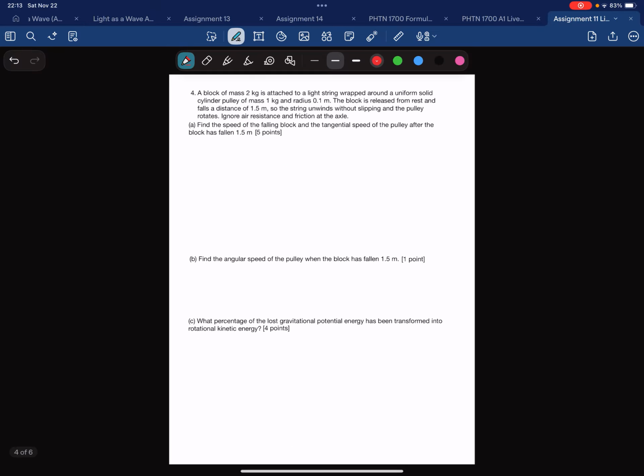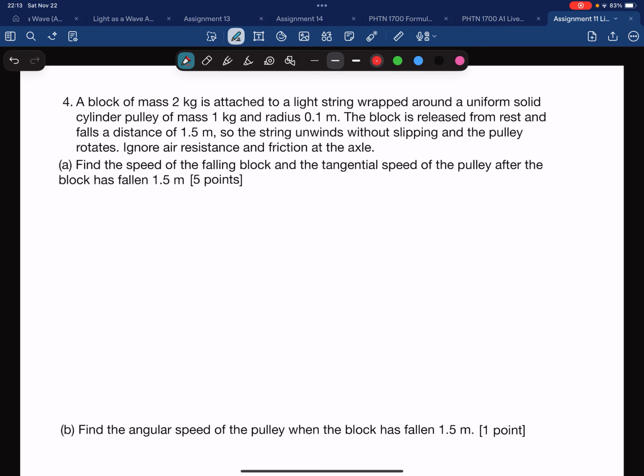Question 4. A block of mass 2 kilograms is attached to a light string wrapped around a uniform solid cylinder pulley of mass 1 kilogram and radius 0.1 meters. The block is released from rest and falls a distance of 1.5 meters, so the string unwinds without slipping and the pulley rotates. Ignore air resistance and the friction at the axle. Part A, find the speed of the falling block and the tangential speed of the pulley after the block has fallen 1.5 meters.